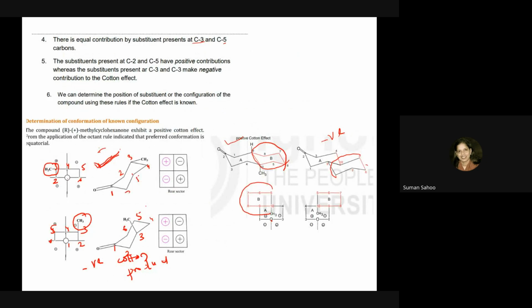From the Cotton effect or optical rotatory dispersion curves, we can assign the configuration. So if one enantiomer gives a positive Cotton effect, its other enantiomer will give you a negative Cotton effect. And by taking the conformation, you can say which one is going to give you a positive Cotton effect and which one is going to give you a negative Cotton effect.